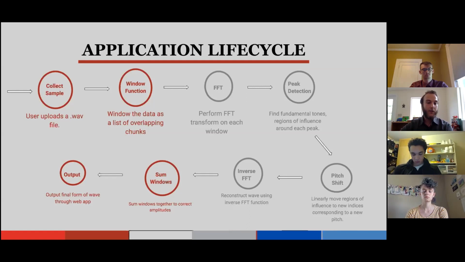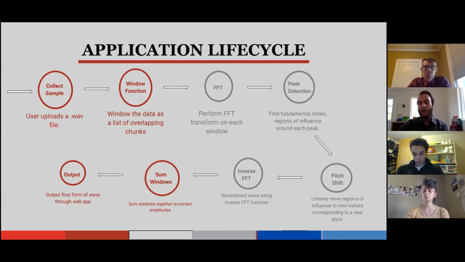So at the start in the top left here, we just upload a wave file, open it, and then we window that array into a list of lists. And then we take the FFT of each of those lists in our list. And then we find our peaks and our regions of influence for all of those windows individually.